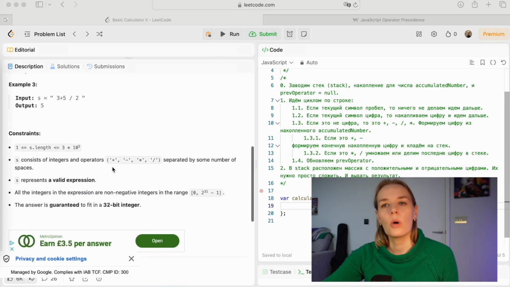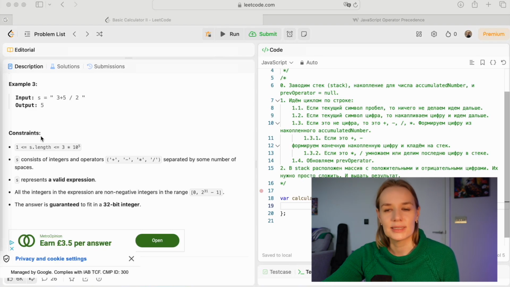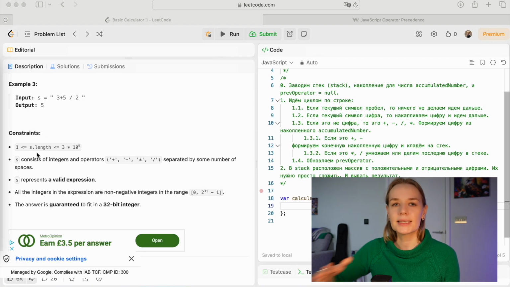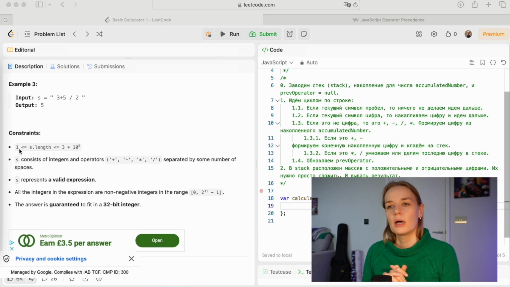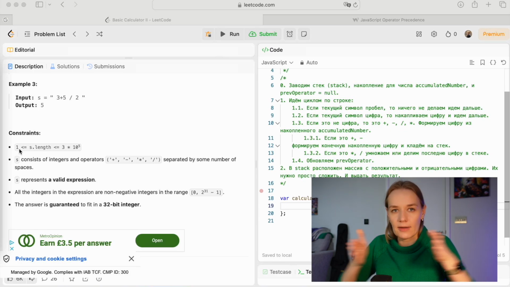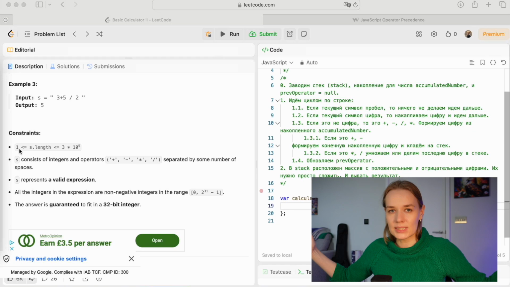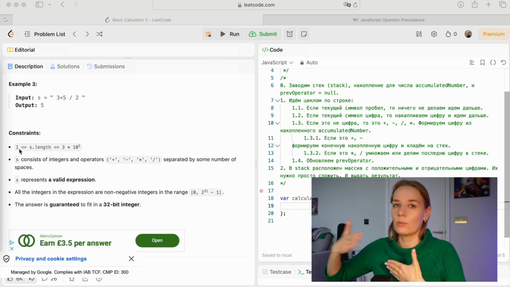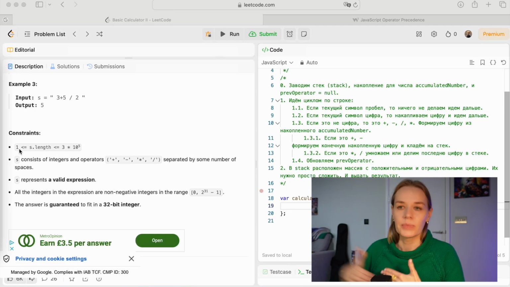Let's go to the constraints. The string s can be very large, but the minimum length is 1. It means that we need to create a really optimal algorithm for this task, because we can have a lot of symbols, and we need an algorithm which will work very fast.